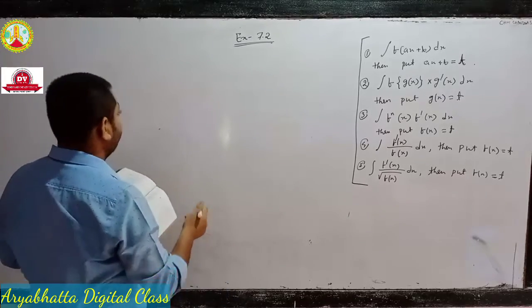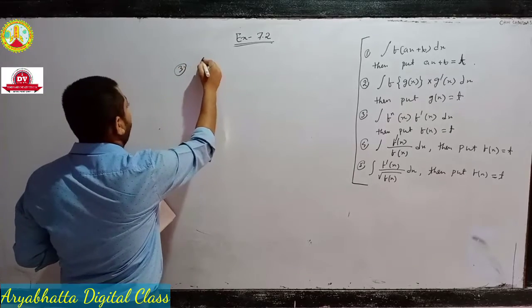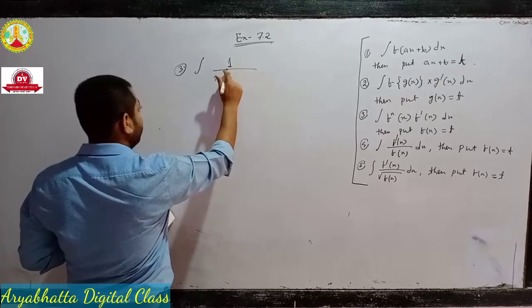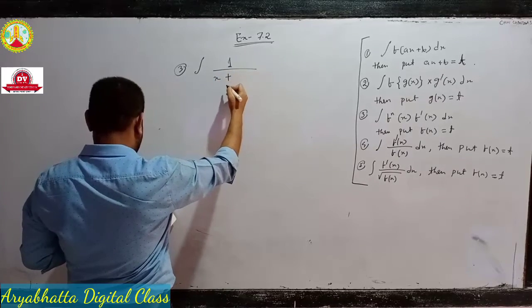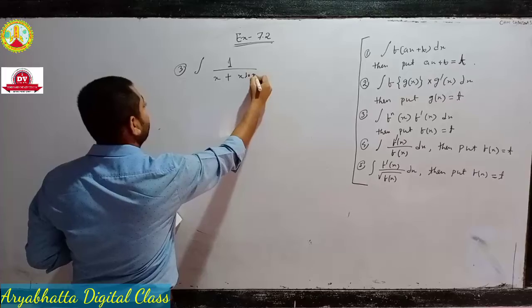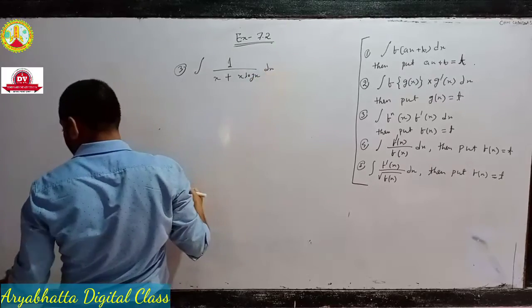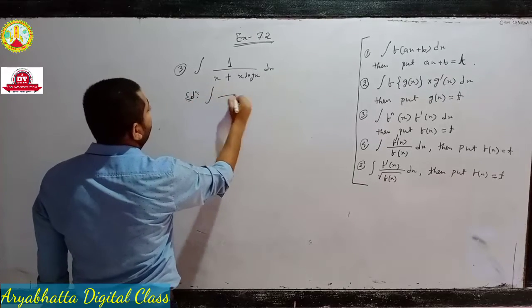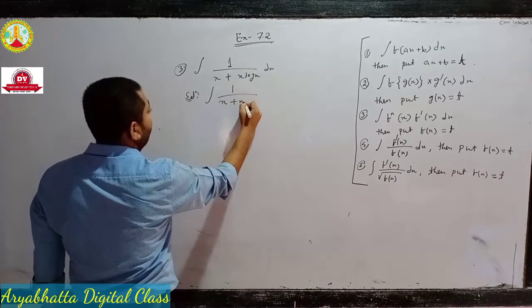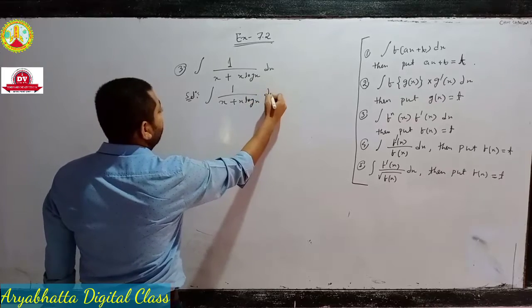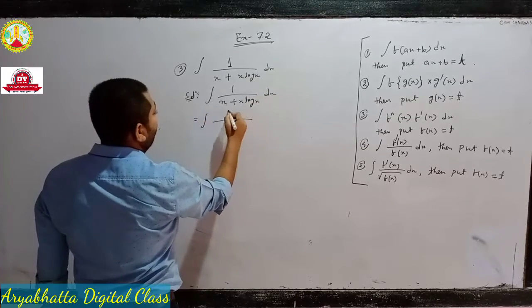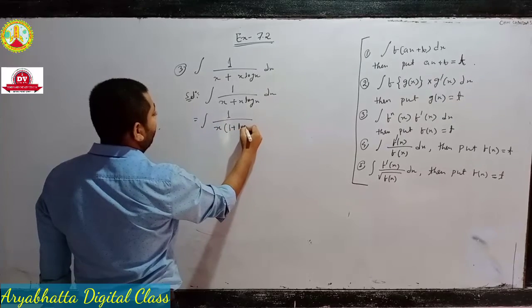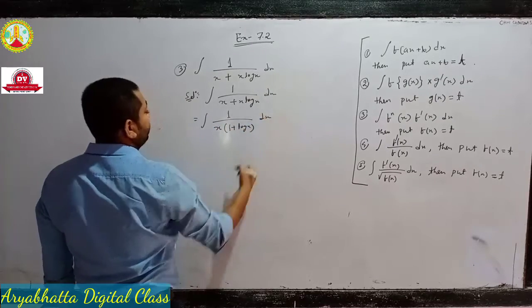Next, question number 3. Integration of 1 by x plus x log x dx. Taking x common from the denominator, we have x into (1 plus log x) dx.